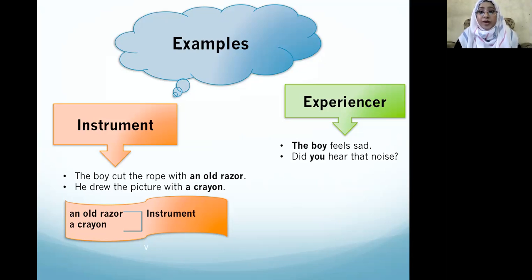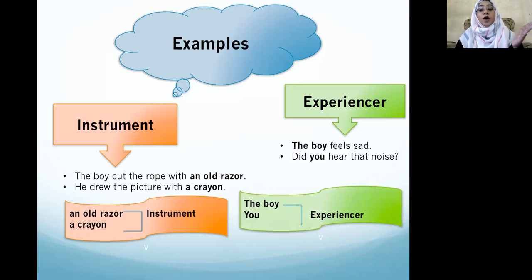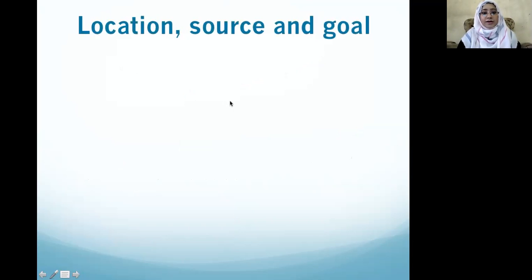He's feeling something. So in this sentence, the word boy is performing the role of experiencer. Did you hear the noise? So you are performing the role of experiencer. Clear? So this is what instrument and experiencer are.